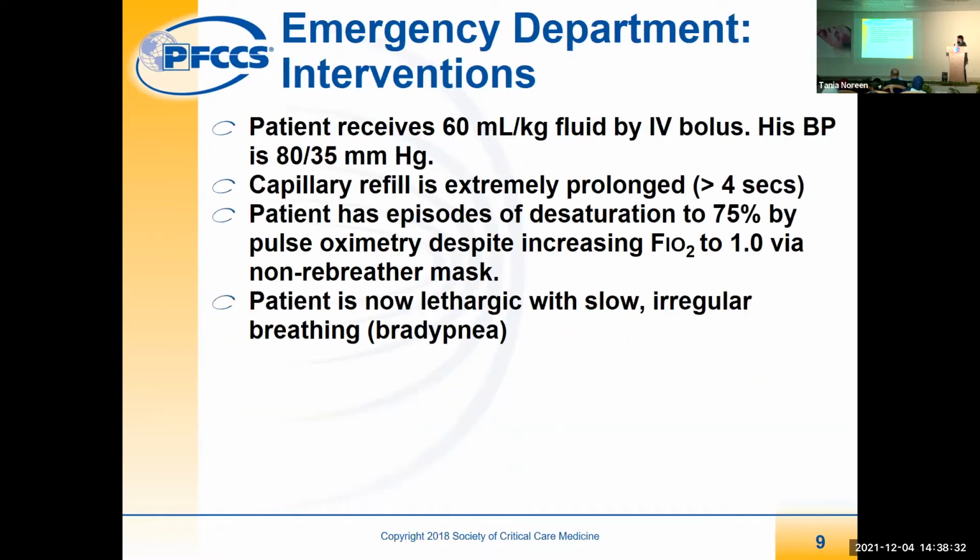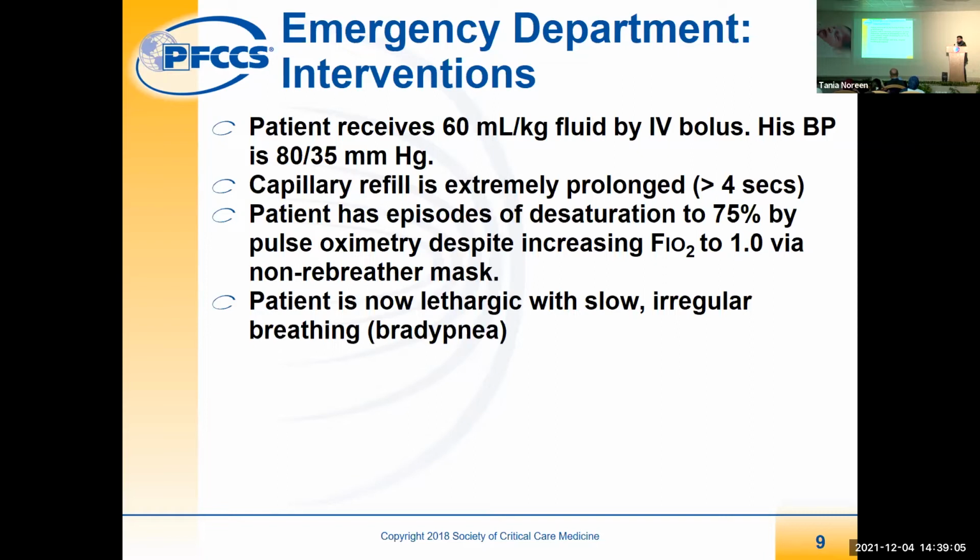तो इमरजेंसी डिपार्टमेंट इंटरवेंशन जो कि हमने इसमें देखे, इन्होंने फ्लूइड इस बच्चे को जो है फ्लूइड वॉल्यूम मिला 60 ml पर kg से वॉल्यूम मिला, ब्लड प्रेशर ट्रैकिंग इंक्रीजमेंट to 80/35, capillary refill is still prolonged, patient has episodes of desaturation 75% by pulse oximeter despite increasing of FiO2 to 100% via the non-rebreathing face mask, and the patient is now lethargic with slow irregular breathing. What do you think the child is developing and what intervention should be done?